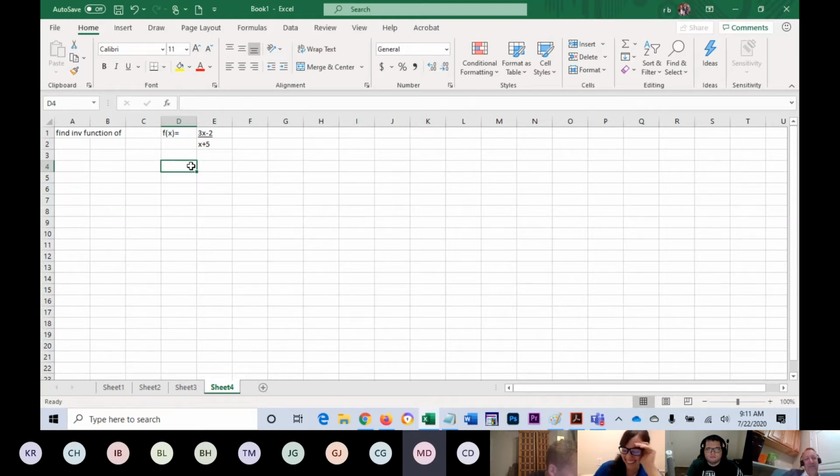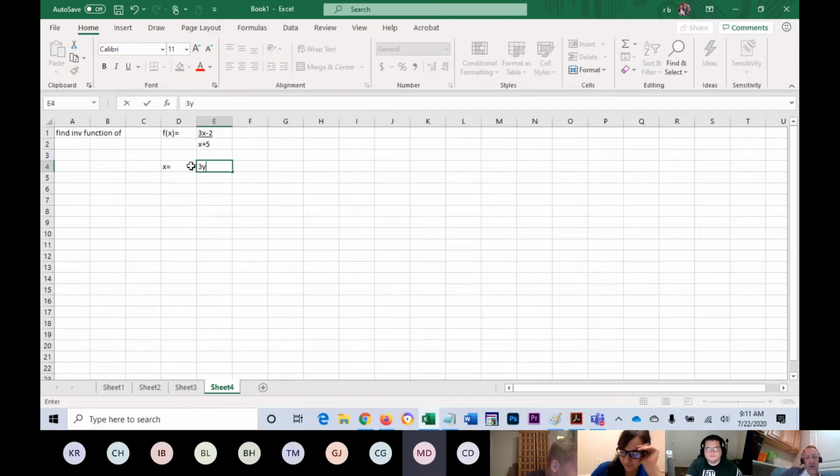Okay, yeah. So f of x is y, and you switch. The x is on the right side, so y equals 3y minus 2 over y plus 5.